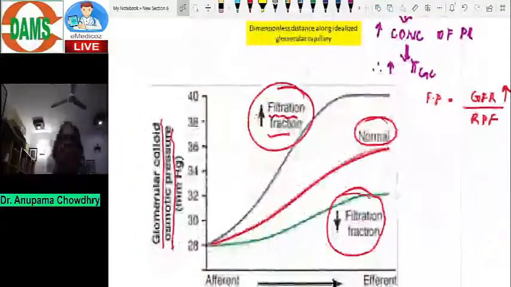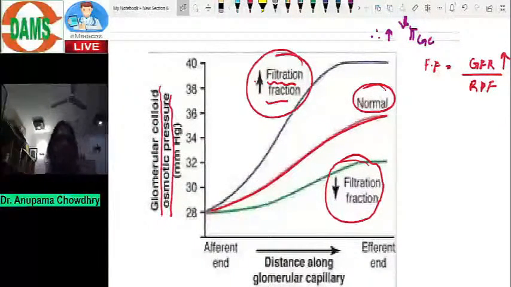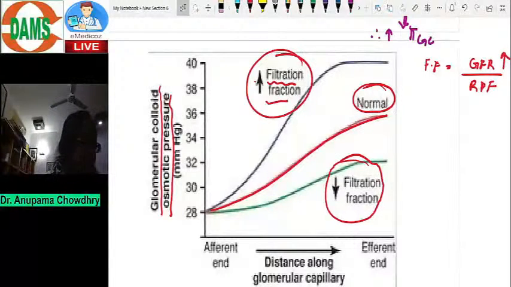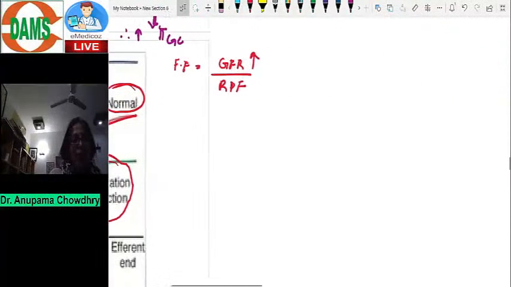And I discussed with you an interesting graph. What happens if there is an increase in filtration fraction to the PGC, and what will happen if there is a decrease in filtration fraction? What will happen to PGC? So this is from me today as far as glomerular capillaries, glomerular filtration is concerned. And of course, we can go on and on. There is so much more to discuss. Factors affecting the regulation of GFR. We can go on and on, right?